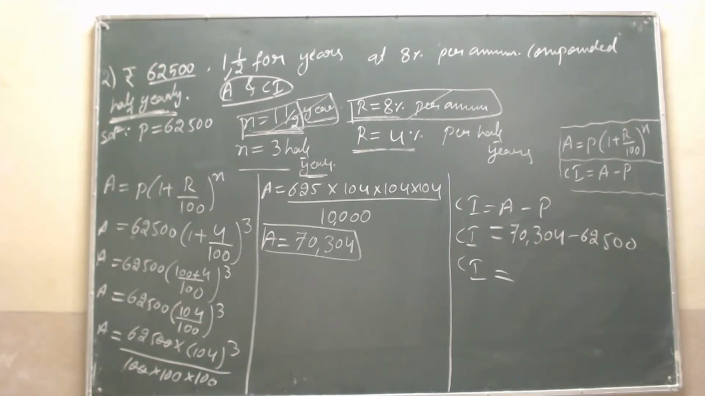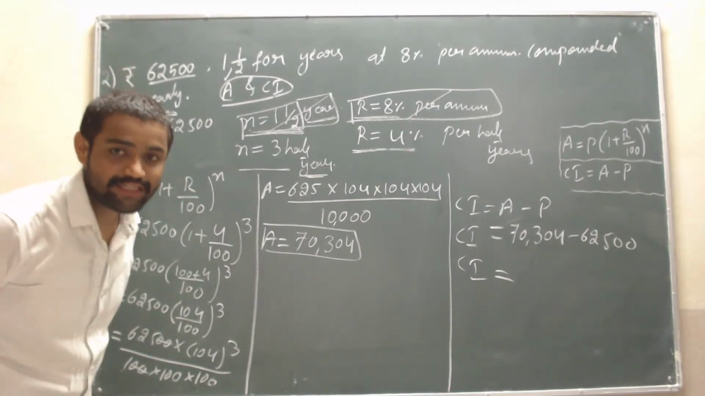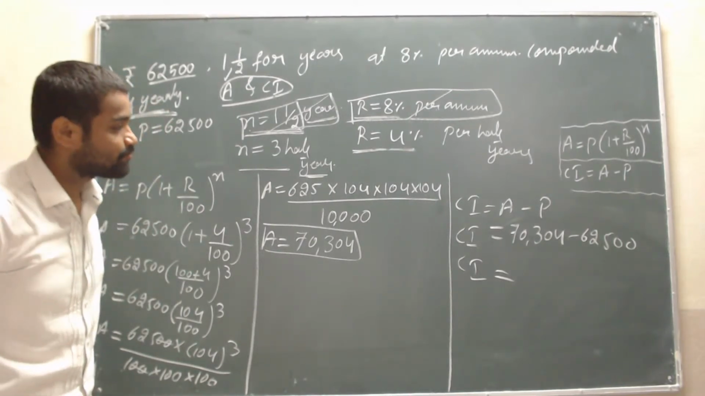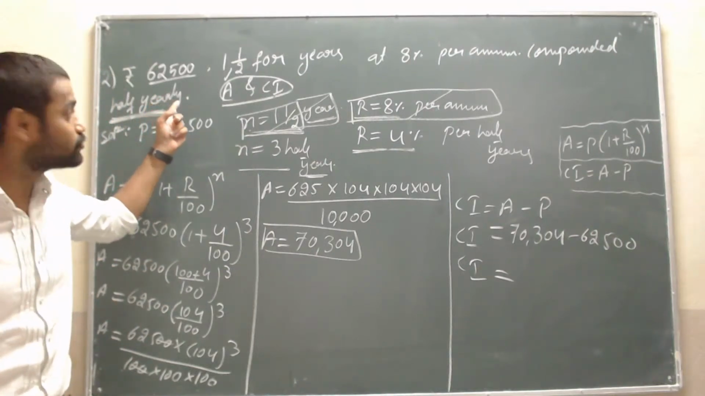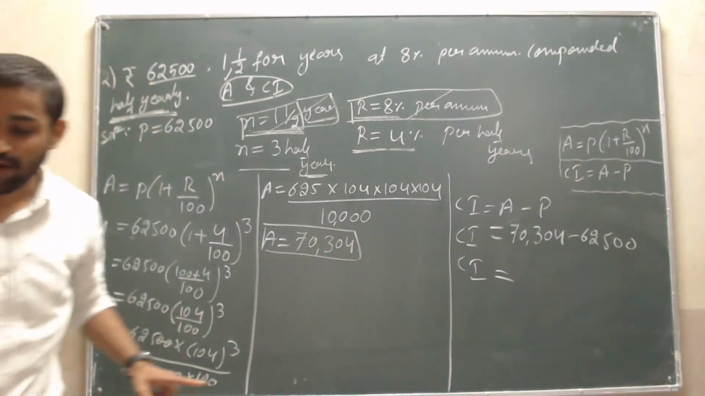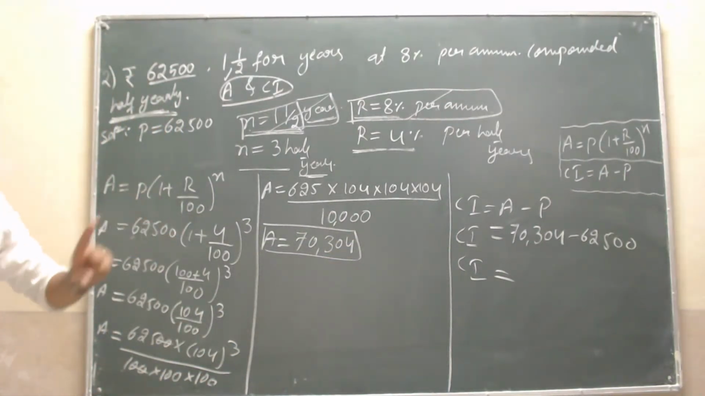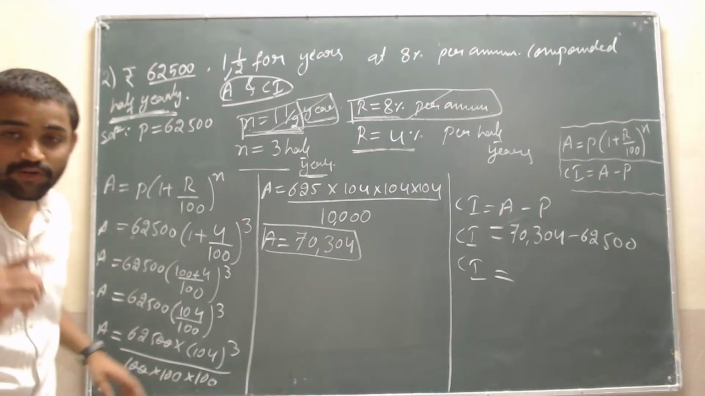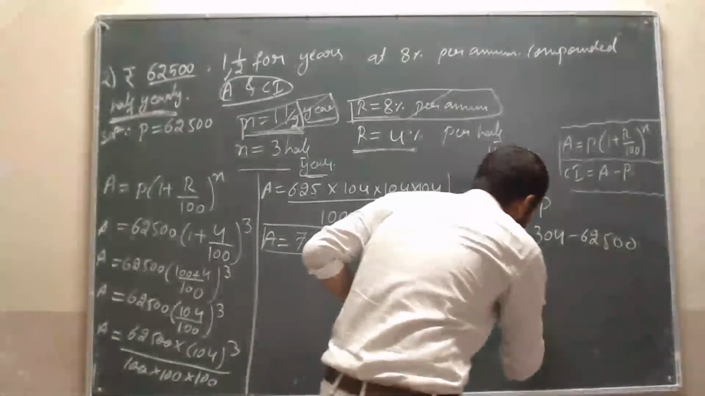Yes, very good. That is Bharat, Raichur and Sharada. Very good. And Maragappa and Nagudur. Yes, that is 70,304 rupees is the amount, and the principal amount is 62,500 rupees. Just minus it, and what will be the compound interest, students? Tell me that. Very good, Nagu. That is 7804.